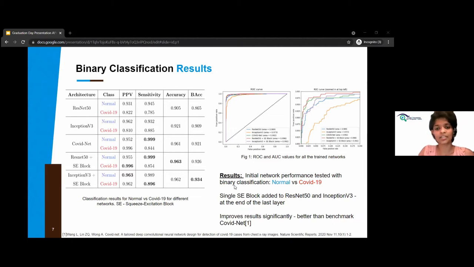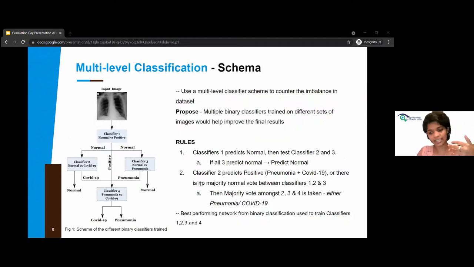So this gave us an idea that with binary classification between normal and COVID, transfer learning did work out well. So we moved on. The next stage was to come up with a multi-level scheme. There are three classes, normal, pneumonia, and COVID, and there is a very high imbalance in this dataset. COVID images are very few and the other two are very many. In such a case, just training a single classifier to differentiate between all three would not be easy and would require a lot of fine tuning and parameterization to ensure that the network learns it correctly.